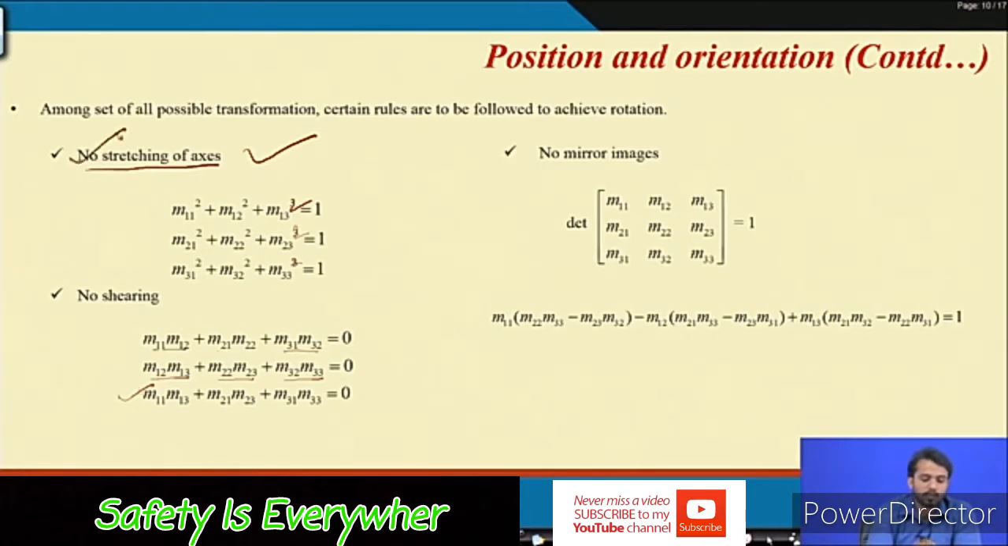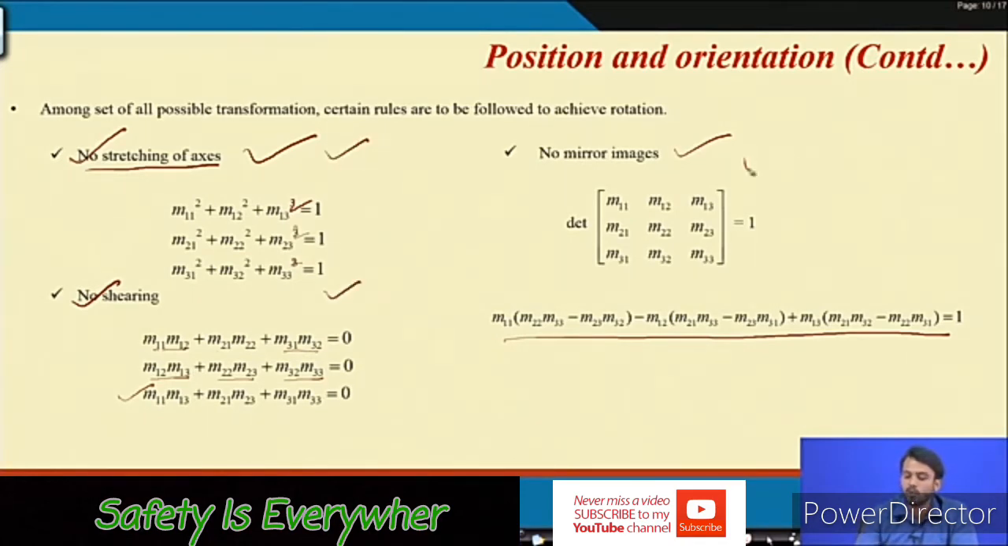So the first one is no stretching of the axis, the second one is no distortion, and the third one is no mirror images. For mirror images, the determinant of the transformation matrix should be 1. If you calculate the determinant, it comes like this: M11 into (M22 into M33 minus M23 into M32), and similarly for M12 and M13. These three properties should be maintained for the rotation of particular 3D components, that means no stretching of axis, no shearing and no mirror images.